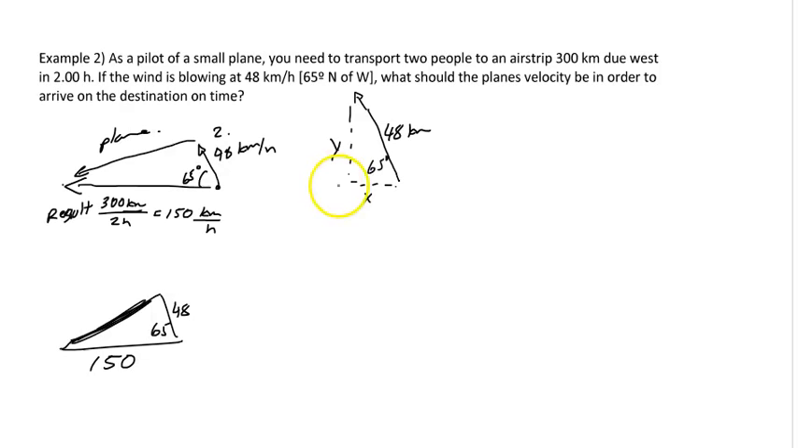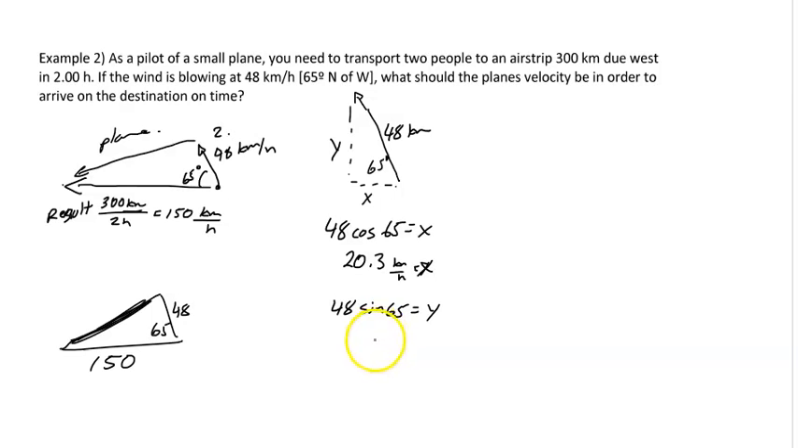Okay, so to find the x side, that's going to be 48 cosine 65 to find that x amount. And that is 20.3 kilometers per hour is the x. And 48 sine 65 is equal to that y, which gives us 43.5 is equal to that y component.